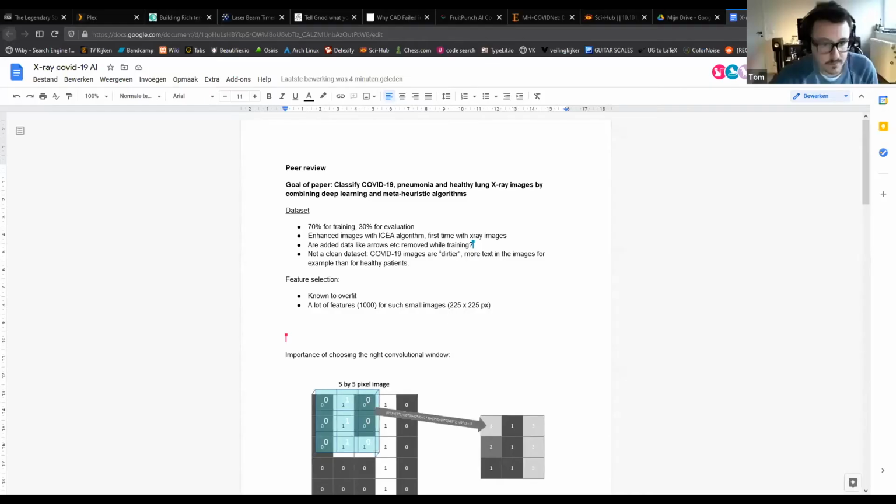Main point. Okay, that's a very valid point. So very nice, group 2. Okay, we found a couple of things. For example, we had a problem with the way that images were enhanced. That was done with an algorithm, but that was the first time it was used with X-ray images. So we thought that could be something that wasn't investigated properly. We had some more, but other people are going to talk about that.